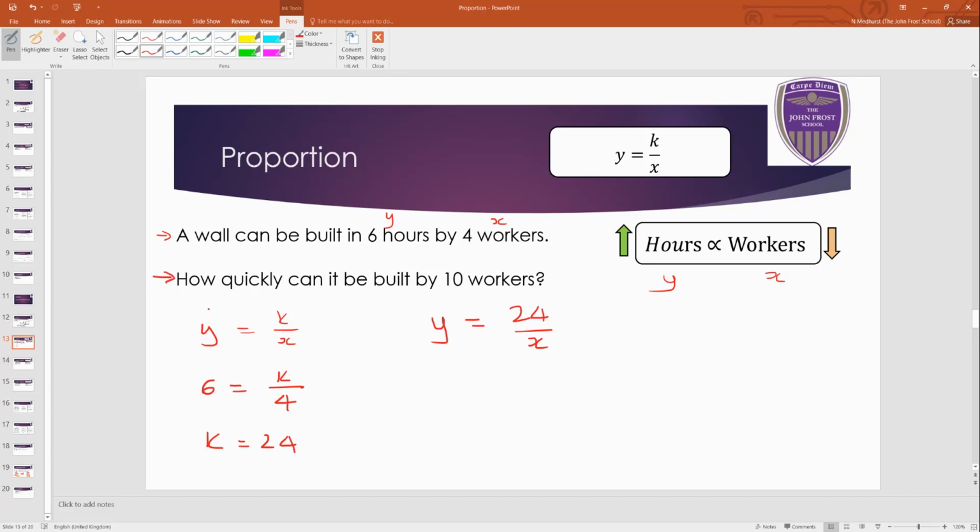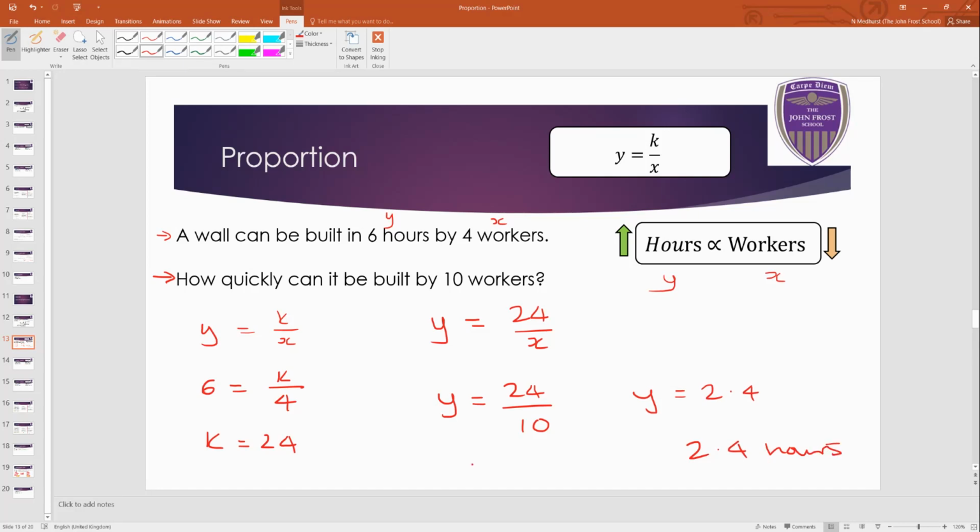In this second part of the question, it says, how quickly can it be built by 10 workers? Remember, workers is x. So all that means is, what would y be, because y is the number of hours, when x is 10? Well, we already know now that the constant is 24, and it's 24 divided by x, and x is now 10. Instead of writing x, we're going to write 10, because we're told that that's what it is. So y, in this case, will equal 2.4. So that means that it can be done in 2.4 hours.